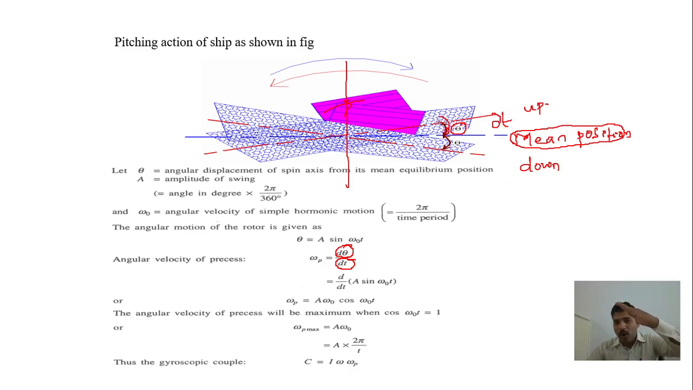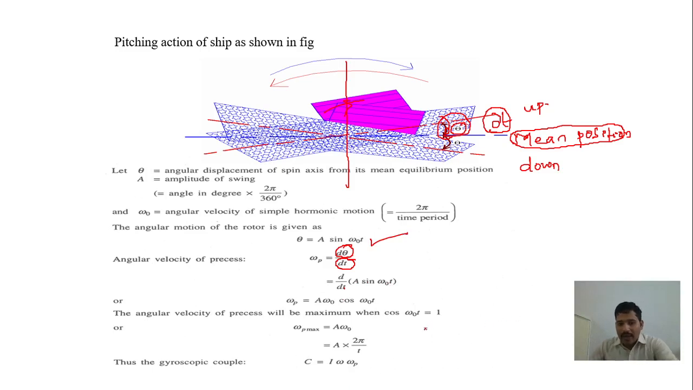Let the small angle be delta theta and the small change of time be delta t. So omega p indicates the angular velocity of the precession, equal to the small change of angle along with the small change of time. d by dt of theta, where theta is a sine omega t, keep as it is.